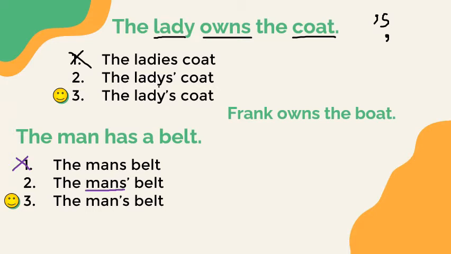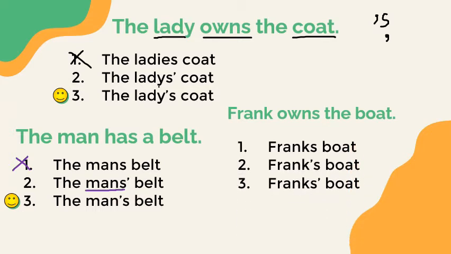Frank owns the boat. It means the boat of Frank. So it has to be Frank's boat. This is how I should write it. But where do I put the apostrophe? Is it without apostrophe? Of course not. Is it apostrophe then s or s then apostrophe? The answer is number 2.